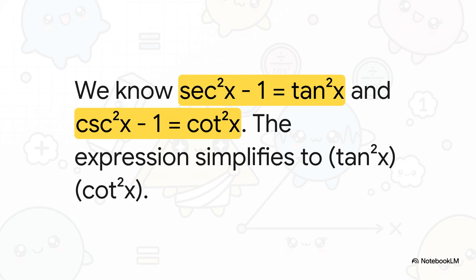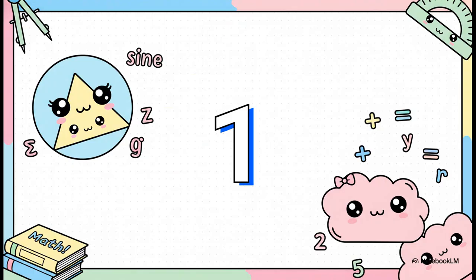Way better, right? So, what happens when you multiply tangent squared by cotangent squared? Well, think about it. Tangent and cotangent are just flips of each other. They're reciprocals. So when you multiply them, you get 1. Which means their squares also multiply to 1. The whole big, scary thing just collapses down to the number 1. Now that is the power of these identities.